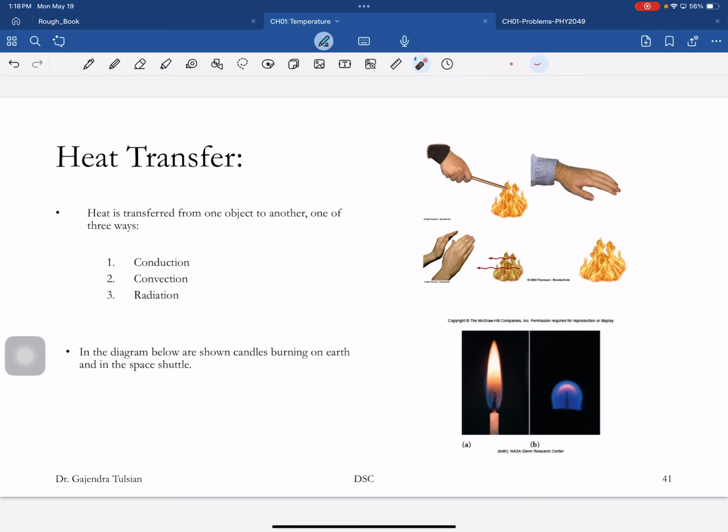All right, so let's see what this diagram is showing you. So here's a fire. You hold a metal rod and stick the metal rod in the fire. What will happen is heat will be conducted across this metal rod and you'll feel the warmth. Why are you feeling the warmth here? How is the heat being transferred to you?